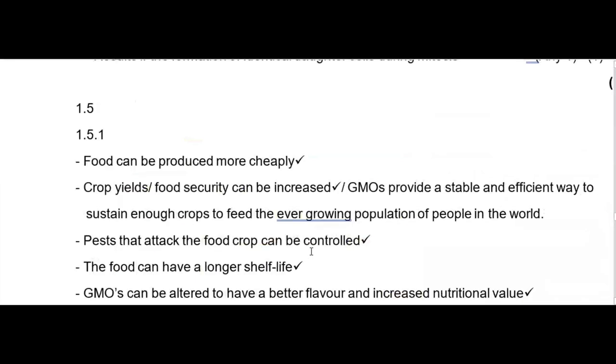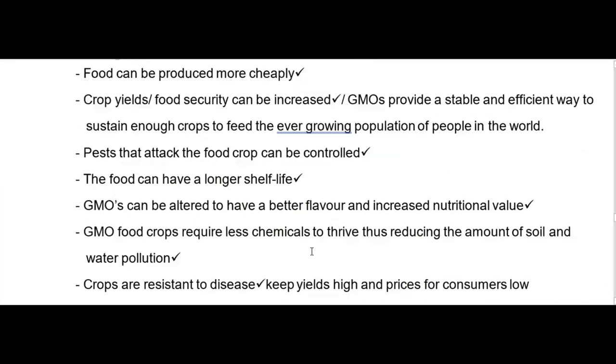So here's 1.5.1. It was just, food can be produced more cheaply, B, pests can attack the crop less, the food has a longer shelf life, the crops require less chemicals, all of that. Okay, we will send you this memo.